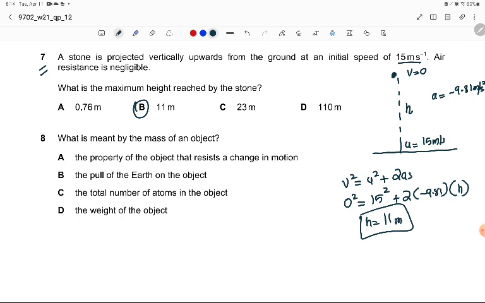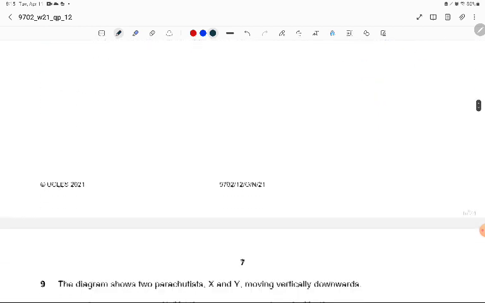C हो गया और क्या होगा. What is meant by the mass of an object? The property of an object that resists a change in motion. That is actually inertia. The pull of the earth on the object. Oh, bhai, that is gravity. So that cannot be true. The total number of atoms in an object. That is absolutely true. The amount of matter in an object. So this must be true. The weight of an object is the wrong answer. So C should be the right answer.